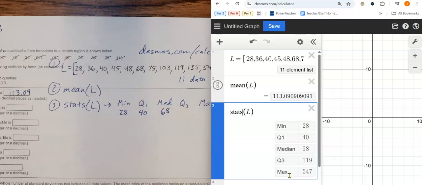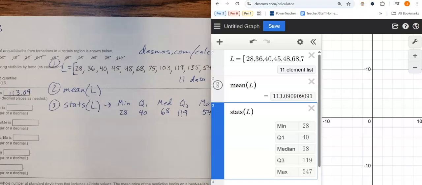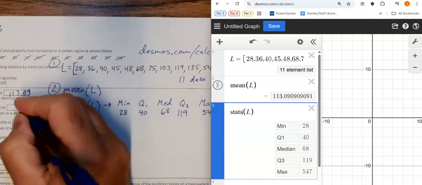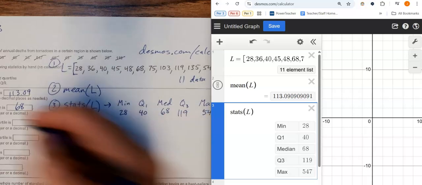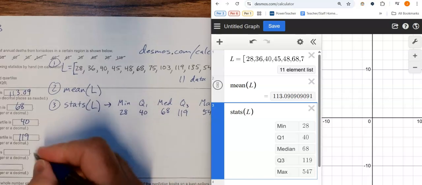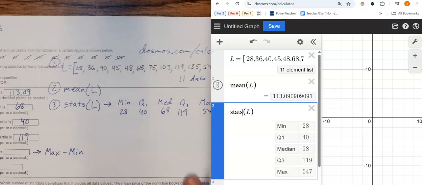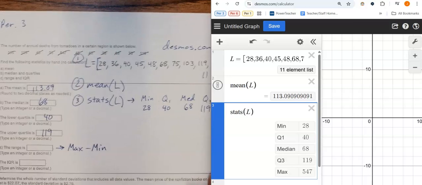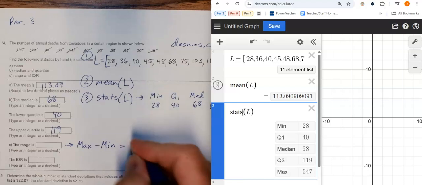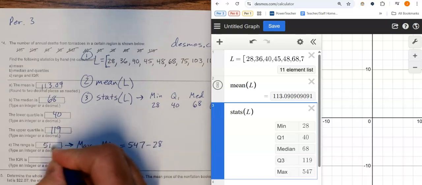Okay. And what did she say? Okay, good. Awesome. One less thing to think about. 68, lower quartile, 40, upper quartile, 119. Range, that's the max minus the min. Max minus the min. Okay, so, Norman, what'd you get? 547 minus 28. 519 it is, that's true.